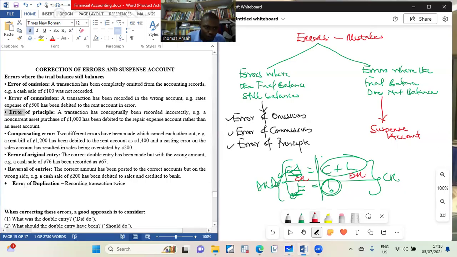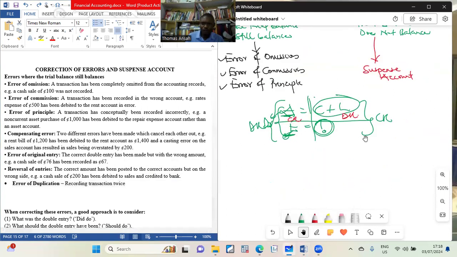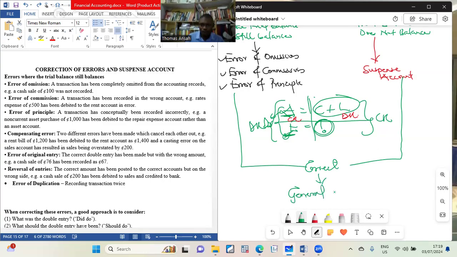Then we have error of duplication, which means the transaction has been recorded twice. Now, you don't really need to memorize these definitions. What you need to know is the approach to correcting the error. Wherever the error is coming from, you need to correct it. And in correcting, we will use the general journal. Do you remember some of the uses of the general journal? For adjustment, and for correction of errors. You remember? All right, so that is that.